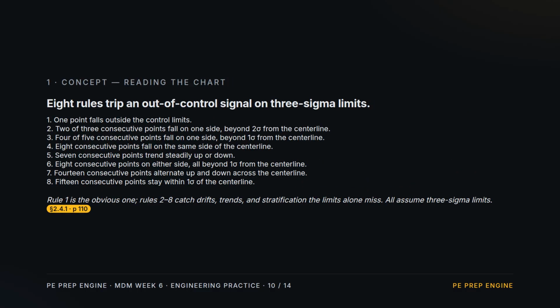Concept 6. Reading the chart. 8 rules trip an out-of-control signal on 3 sigma limits. Rule 1 is the obvious one: a point beyond the limits. The rest catch what the limits alone miss. Runs on one side, steady trends, points hugging 1 sigma, and stratification. You don't memorize all 8 cold, but know Rule 1 and that trends and runs also signal a problem.